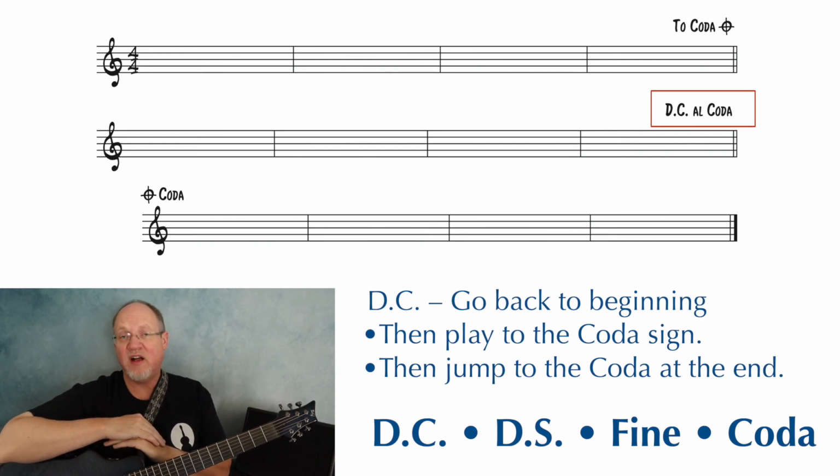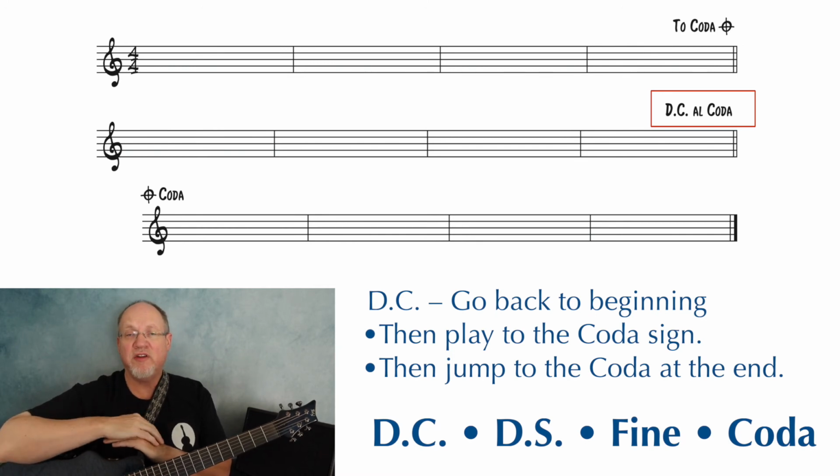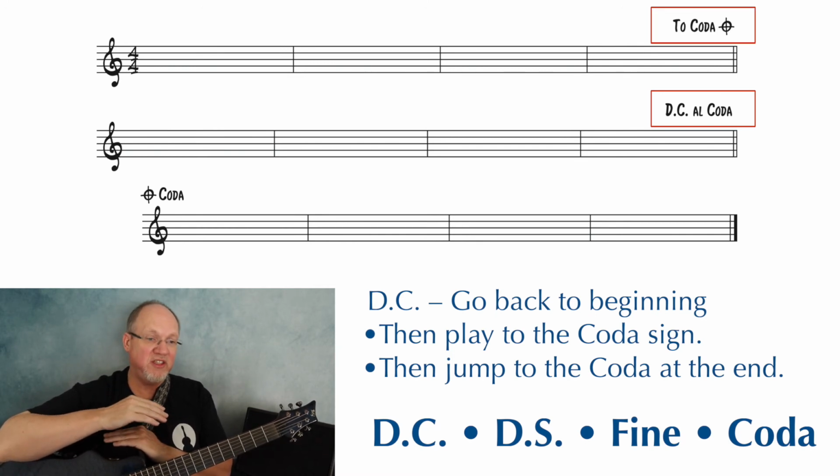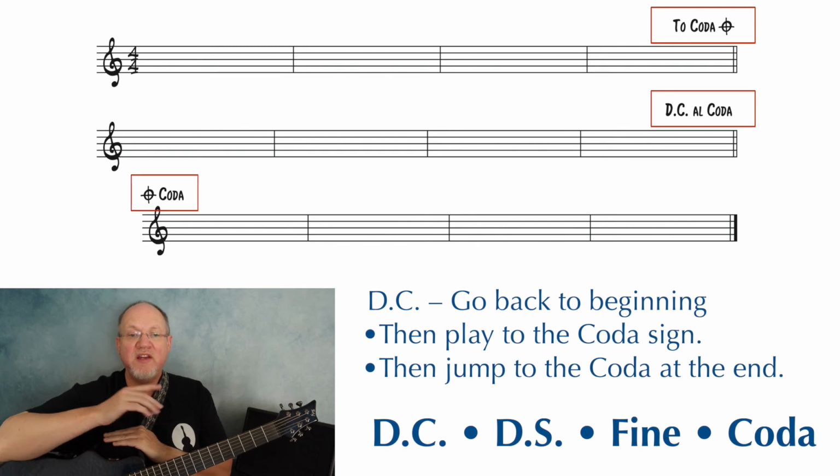When you reach the DC al coda, you still jump back to the beginning, and then you're going to look for the coda sign. Sometimes it'll just say coda, and sometimes it'll have this coda symbol. Once you reach the coda sign, then you jump to the coda, which is going to be at the end of the music.